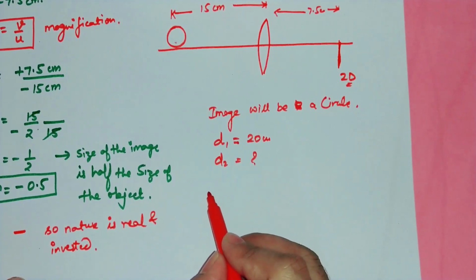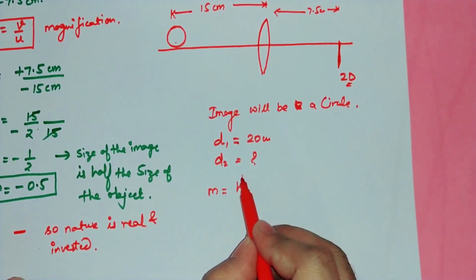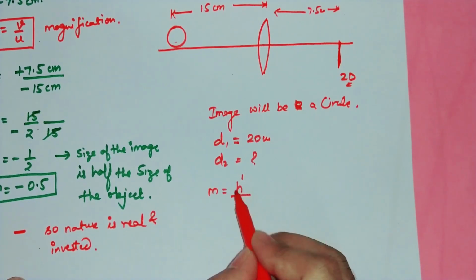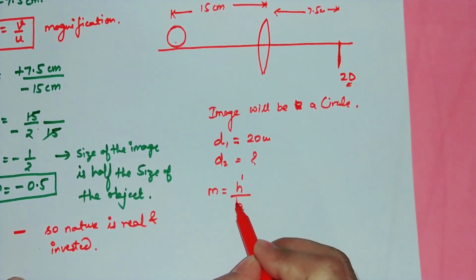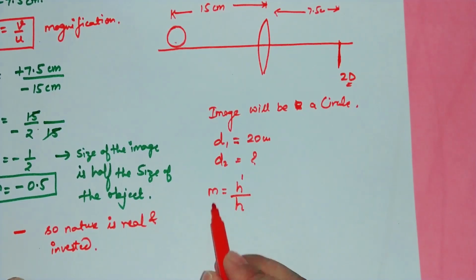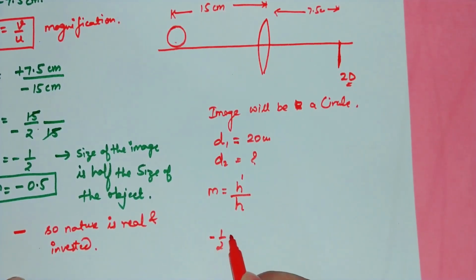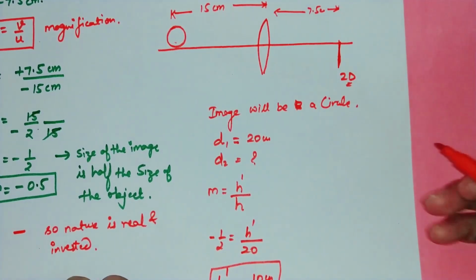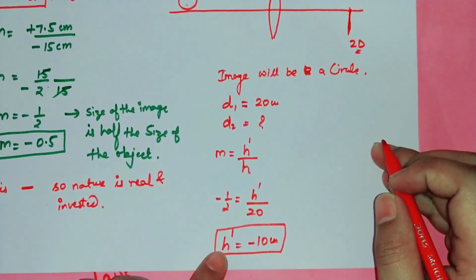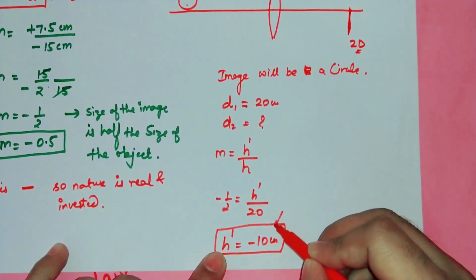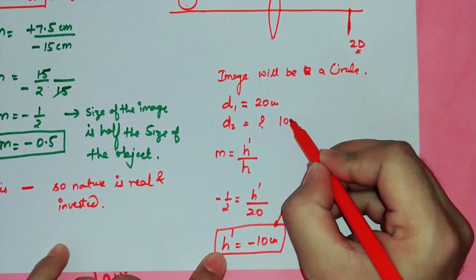We know that m is equal to h prime by h. h prime is the diameter of the image, and h is the diameter of the object. So magnification is minus 1 upon 2, h prime we have to calculate, and h is 20. So from here h prime is equal to minus 10 centimeter. The negative sign shows that it is below the principal axis. So this is the diameter, this is d2. So d2 is equal to 10 centimeter.